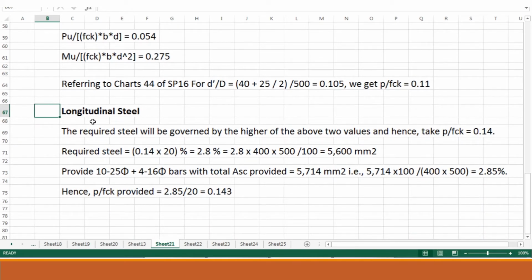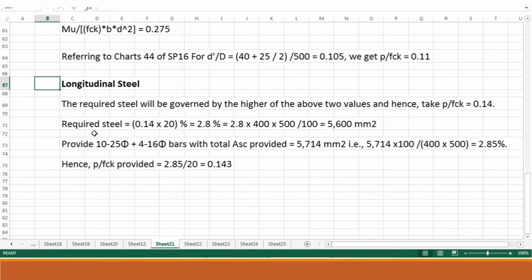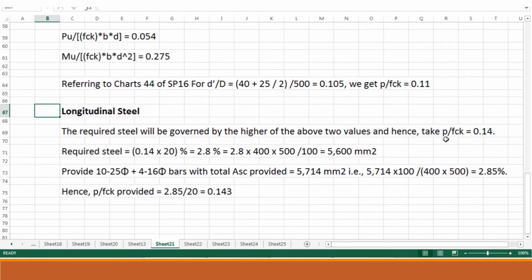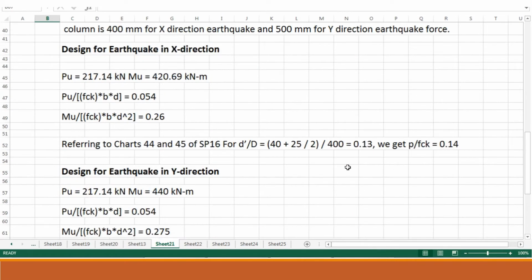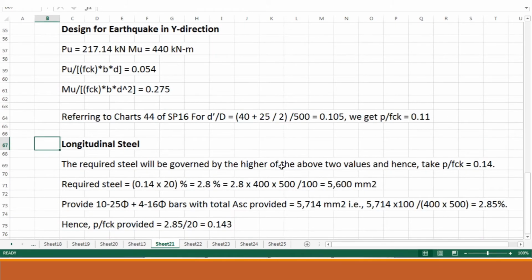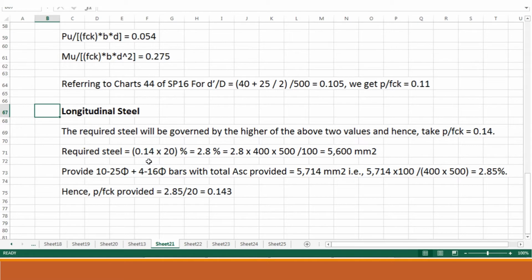Now the longitudinal steel that we have to determine next: the required steel will be governed by the higher of the above two values, and hence we take P by FCK as either 0.11 or 0.14. The higher one is 0.14. The required steel is 0.14 into 20, because 20 is FCK, that's 2.8%, which is 2.8 into 400 into 500 divided by 100, that's 5600 mm square.